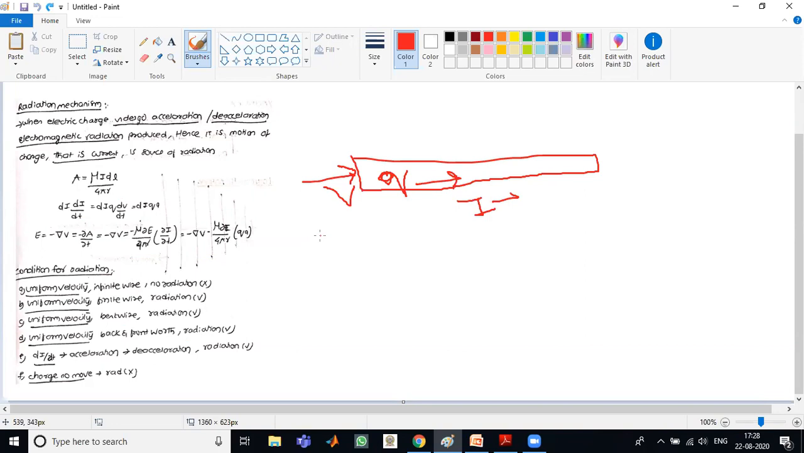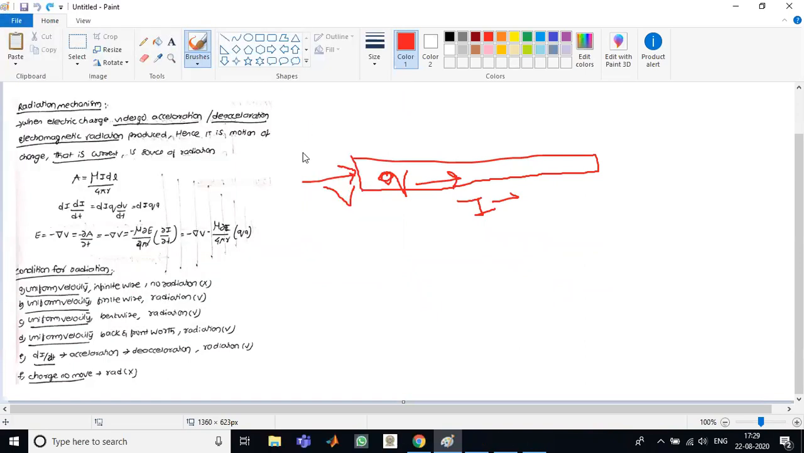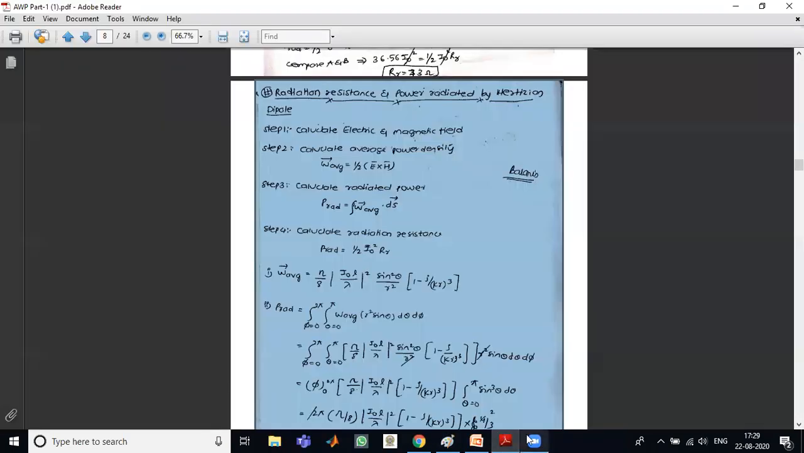The third one is if there is uniform velocity, there are four cases. If the wire is finite in length, there is production of radiation. If the wire is infinitely large, there is no radiation. If the wire is bent, there is radiation. If the charge accelerates and decelerates, then the radiation occurs. This is the concept of radiation mechanism.